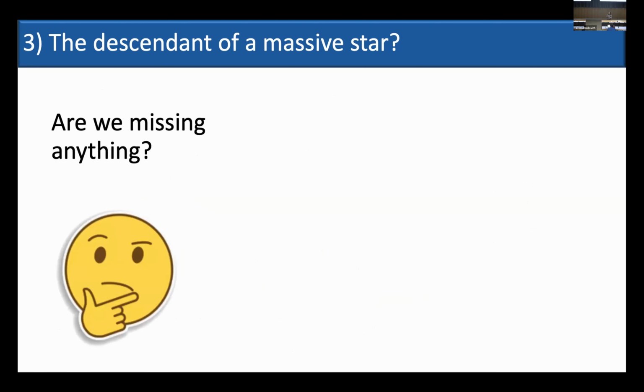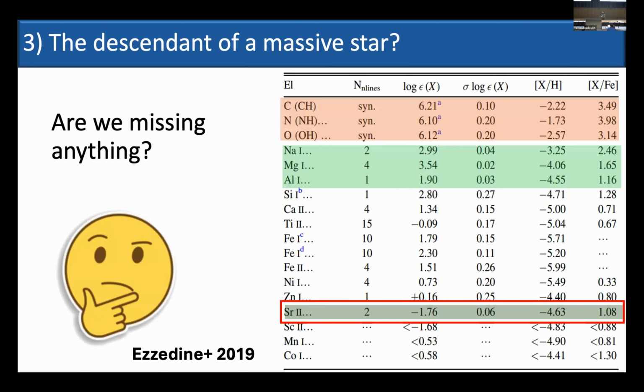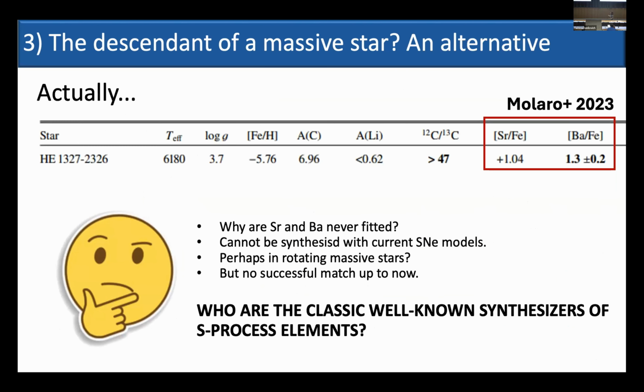Is it? But you might remember that something's missing. Remember the strontium? These supernova models cannot produce strontium. So there's the hypothesis that if rotation is implemented in these supernova models, we might get s-process elements. However, at this moment, there's no successful model reproducing s-process elements and fitting this star.